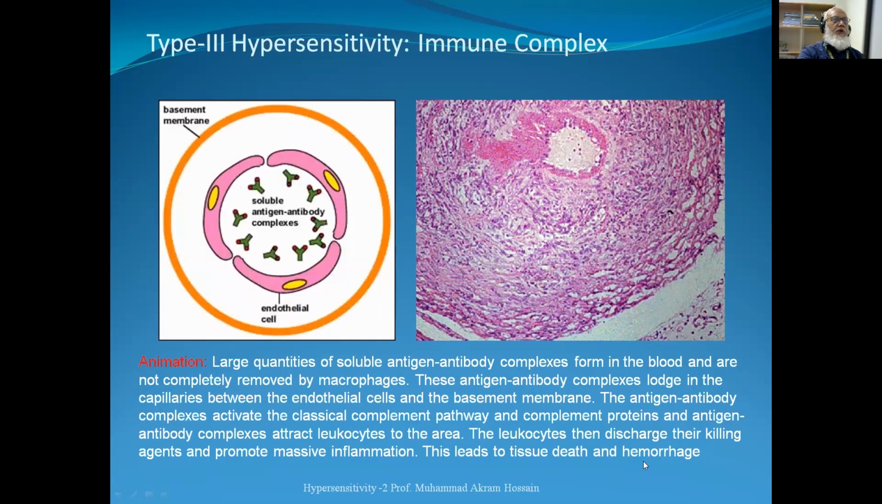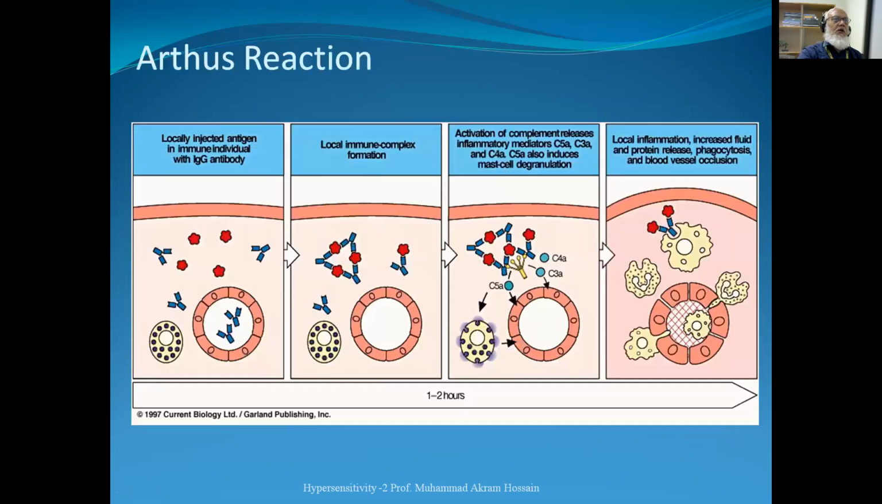There are two types of immune complex mediated hypersensitivity. One is Arthus reaction, when the reaction is localized in excess of antibody. The proportion of antibody is more than the antigen, so the immune complexes are formed at the site of formation and cause localized damage.